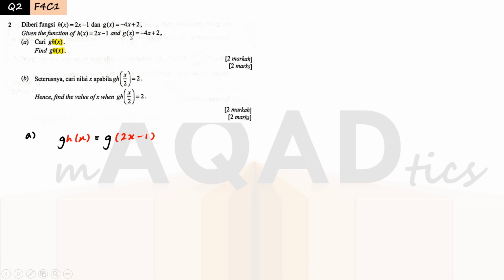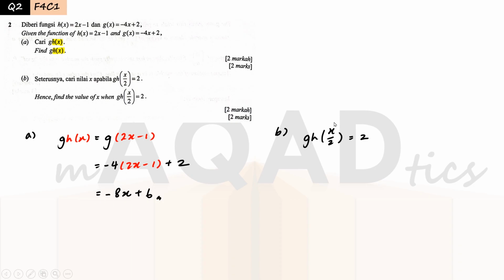By applying, it means all the x, we need to change it to the new x here, which is 2x minus 1. So here -4, then the x here we change to this one, 2x minus 1, and then we add a plus 2. And then we simplify, then we'll get this answer. For part B, it says, hence, find the value of x if this happens. If you notice, the function here is the same as the function in part A.